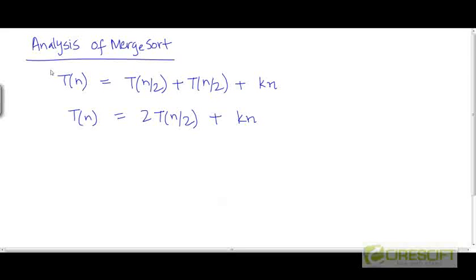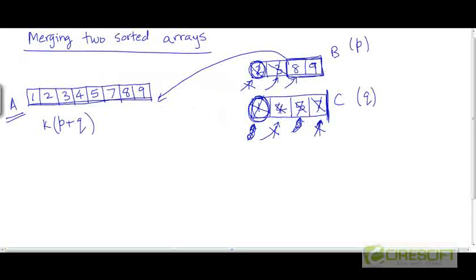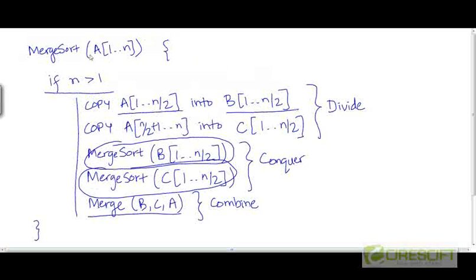Having discussed how the merge sort algorithm works, let's now try to analyze this algorithm. So going back to the description of the algorithm, if we denote the running time of merge sort on an input of size n by the function T of n, then we can write an expression for T of n by adding up the running times for each of these steps.